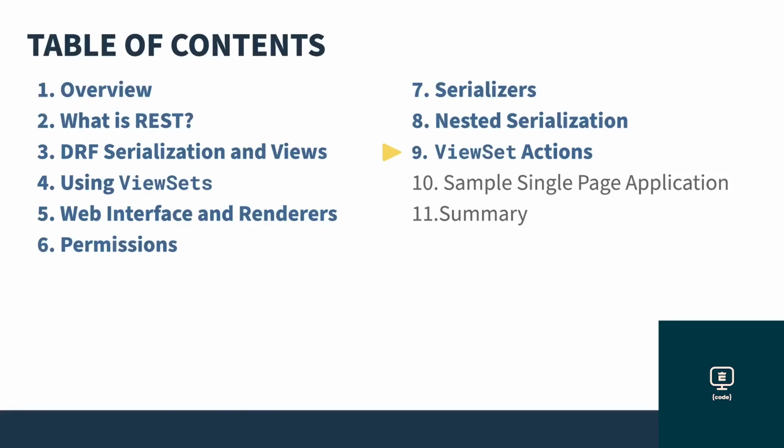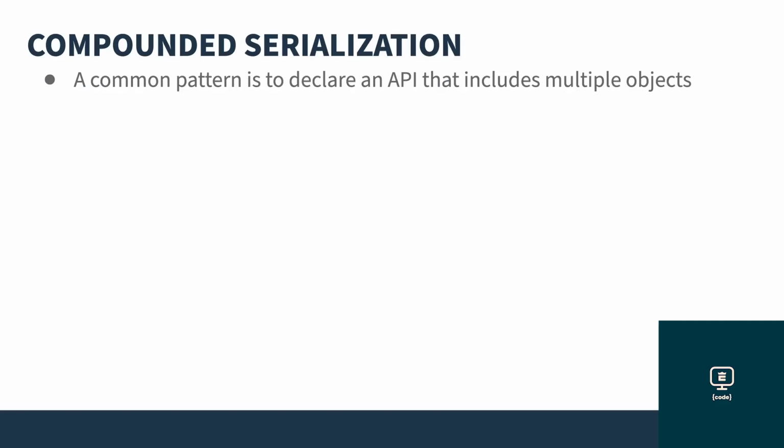In the previous lesson, I showed you nested serialization. In this lesson, I'm going to show you more about view sets and how to do custom actions. A common pattern in the REST world is to declare an API that includes multiple objects. Up until now, the view sets and the routers you've seen have been object-specific.